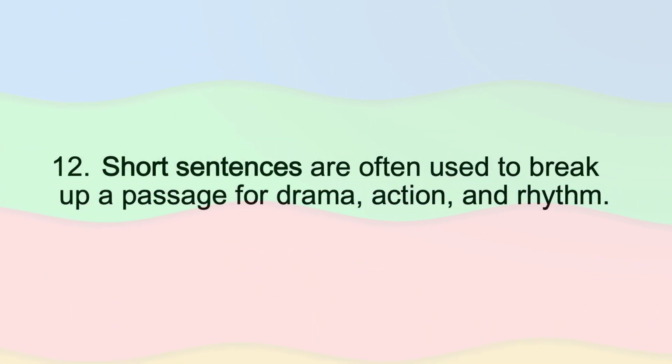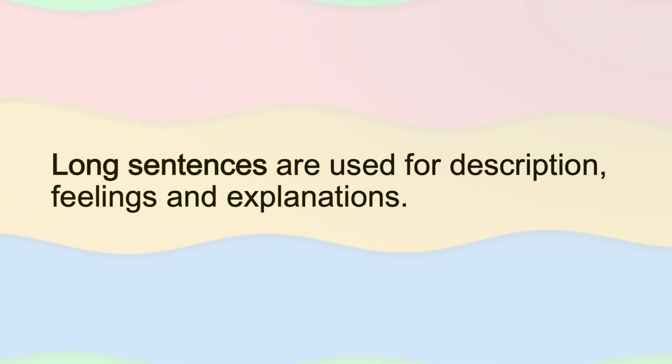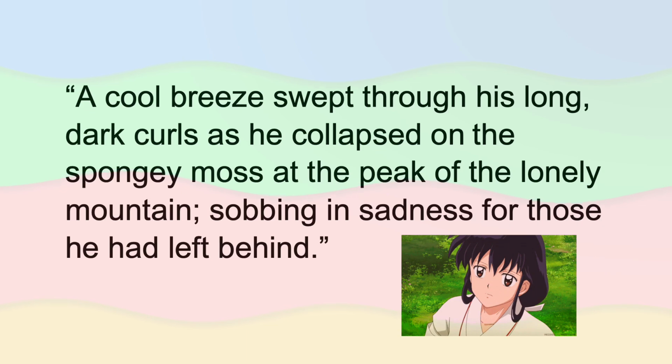12. Short sentences are often used to break up a passage for drama, action and rhythm. "He stopped suddenly." Long sentences are used for description, feelings, and explanations. A cool breeze swept through his long dark curls as he collapsed on the spongy moss at the peak of the lonely mountain, sobbing in sadness for those he had left behind.